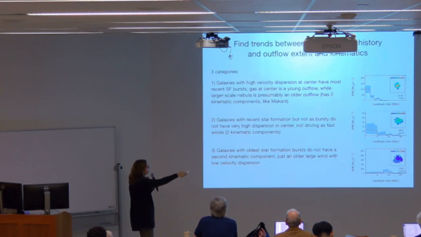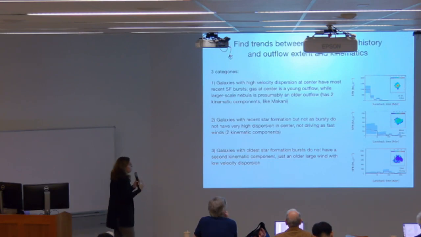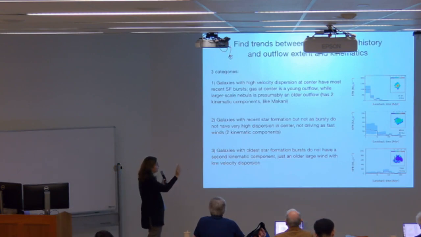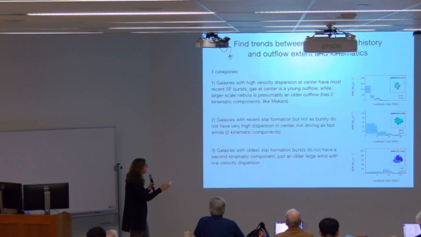So the gas at the center here that's moving very quickly is presumably a young outflow, while the larger scale outflow, and there are 2 kinematic components here, just like in Makani, is presumably an older outflow from an earlier burst.